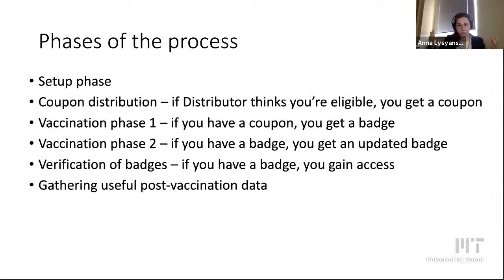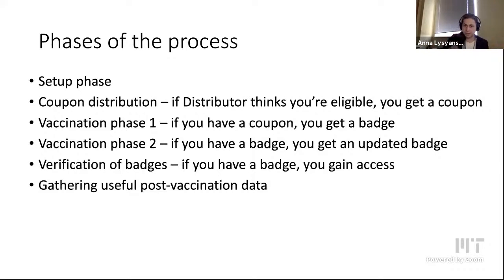So here are the phases of the process, the way that we think makes sense. There's a setup phase where we all get together and figure out what these credentials are going to look like, what kind of infrastructure is needed, where all of these decisions are made, and all the entities get what they need to run the protocol. Then there's the phase of the coupon distribution. So if the distributor thinks you're eligible, you get a coupon.